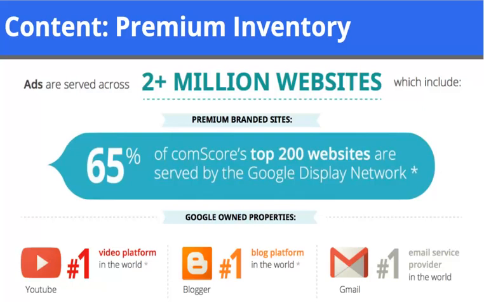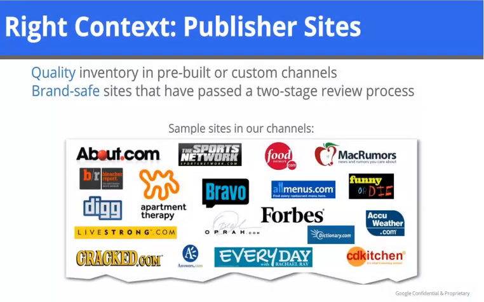Alright, let's take a closer look at some of the publishers on the GDN. GDN allows advertisers to target a fully transparent list of known and loved sites. Here's just a smattering of the breadth and depth of our network and some of our premium content partners. From Forbes to Bravo and the millions of other sites, you can serve on the content that you and your clients feel confident in and reach the audience you're targeting.